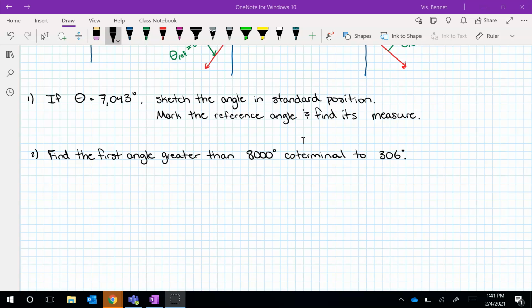So when I say first angle more than 8,000, you could add on 100 360s to this. So you do 360 times 100 would be 36,000, and then just 306 past that. That would be one, but I want you to find the one that's closest to 8,000 degrees. What's the one that's more than 8,000 degrees, but closest to that, that would still end in the same location as a 306 degree angle? And we'll talk about those when you come to class tomorrow.